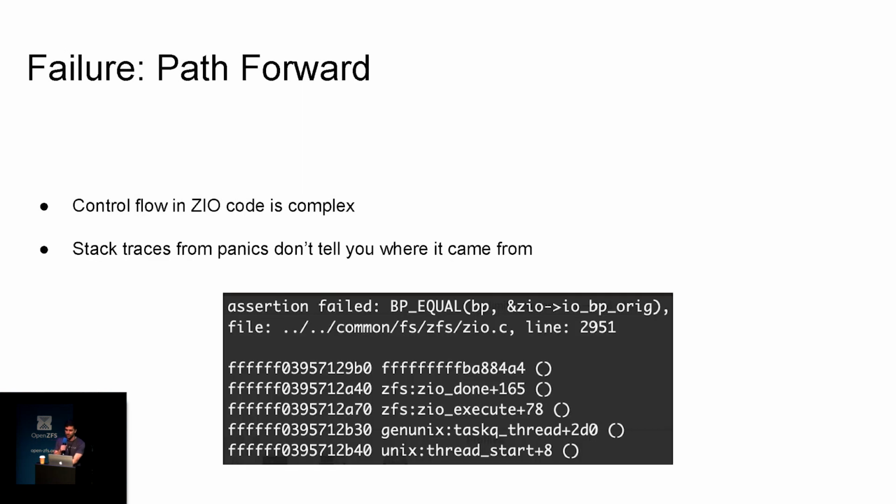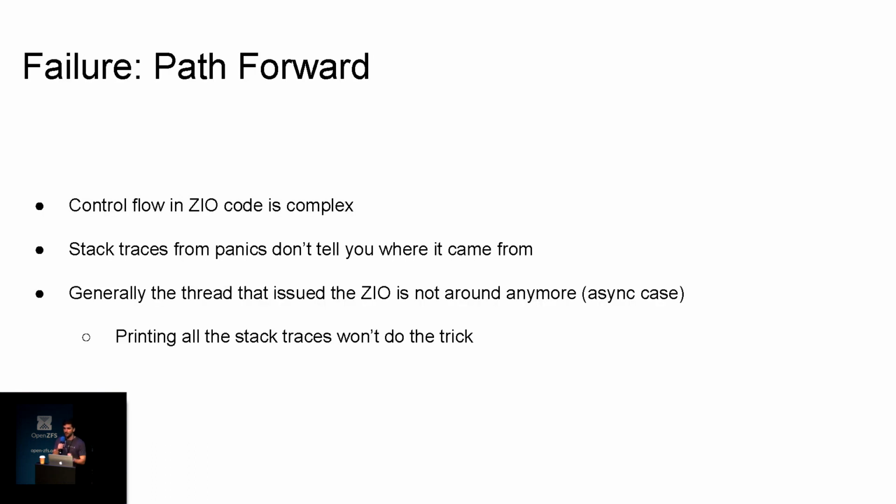So I really like this example because the ZIO code path is a little bit complex. George Wilson had a whole talk last year explaining all the pipeline stages of these things. And following the control flow just by reading the code is not very easy. The other thing is that looking at the stack trace, we can't tell where this ZIO came from. Basically, some kind of thread was spawned running zio_execute right away, and it failed.